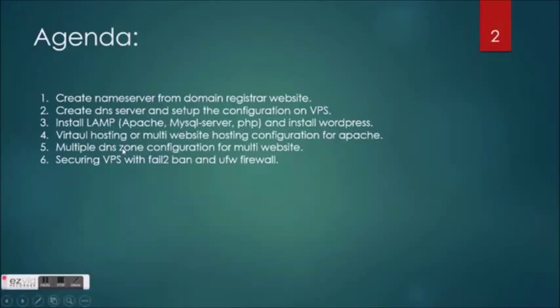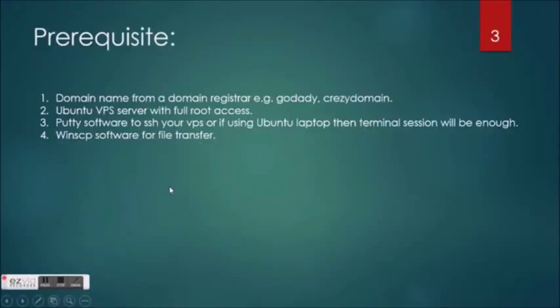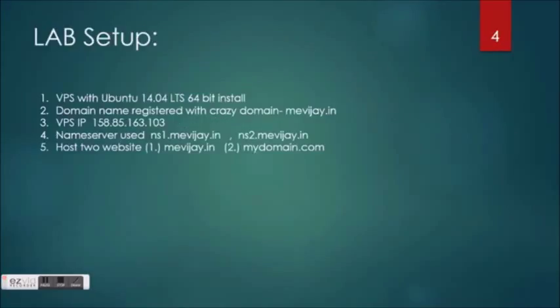So our today's agenda is how we can create a name server from a domain registrar website, create a DNS server, and install a LAMP stack. These are the prerequisites which we need: a domain name, first of all, the basic one, and the Ubuntu VPS server. For Windows based users, you can use PuTTY and WinSCP software to connect with your VPS.